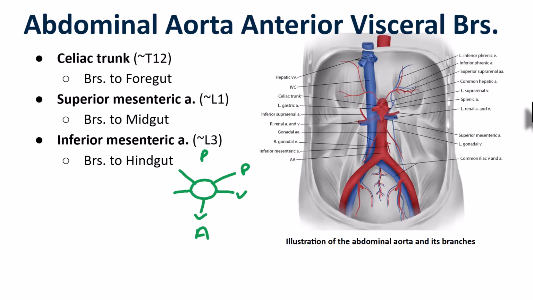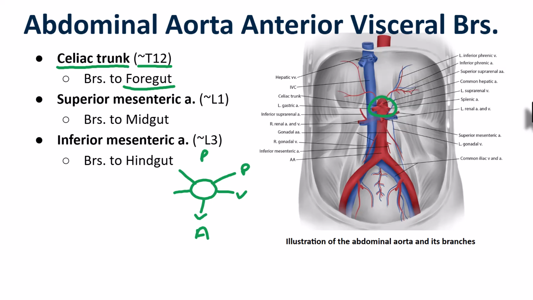So let's start with the anteriorly oriented visceral branches. The first one, number one, right after we go through the diaphragm, we have the celiac trunk. That celiac trunk is about the level of T12 because that's about the level of the hiatus for the aorta. And it has three major branches. Those branches have other branches, but the celiac trunk is going to supply derivatives of the foregut. So we're talking about distal esophagus, stomach, and the proximal portions of the duodenum. So celiac serves the foregut.